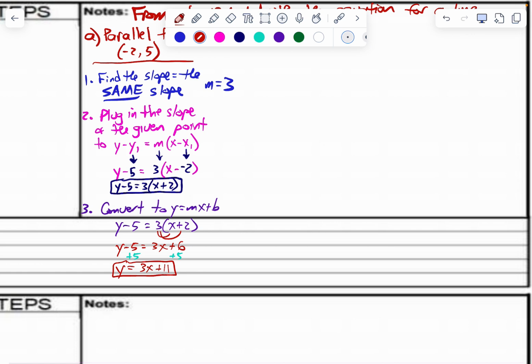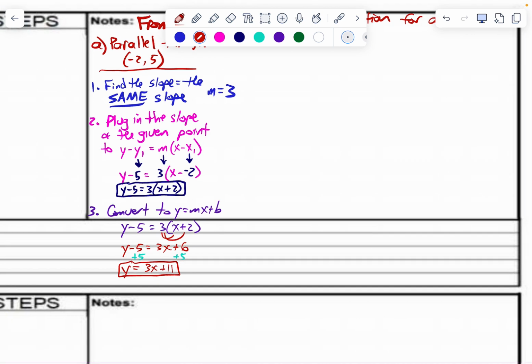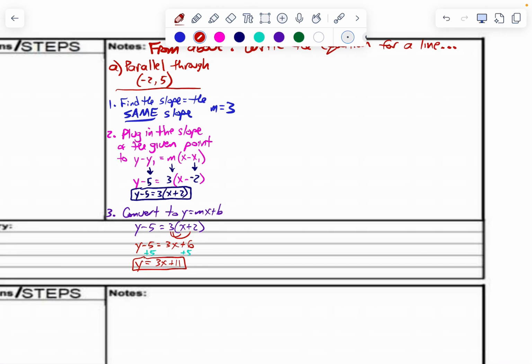Notice our y-intercept changed. It was -1, now it's 11. Obviously, it's not the same. Okay, that's parallel. It's the easier of the two for the most part. So use the same slope, plug in the point, you're done. Unless you have to convert it. Any questions on that? Okay.